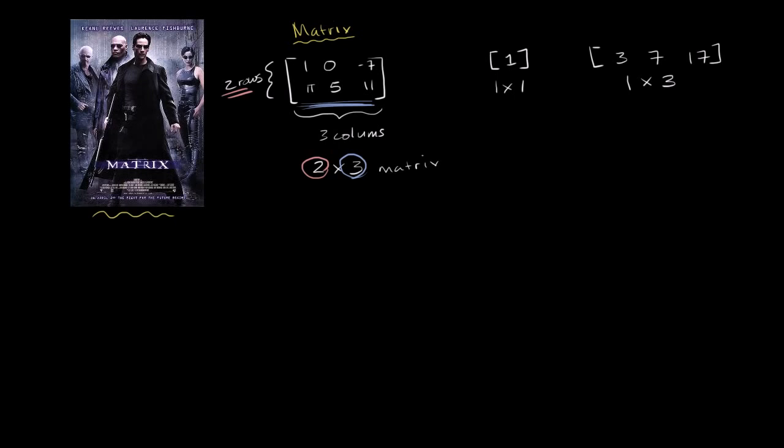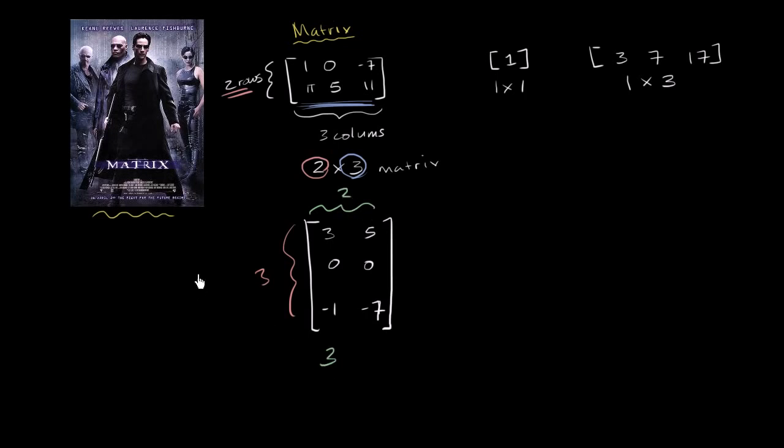I could have a matrix, and I think you see where all of this is going. Figuring out the dimensions of a matrix is not too difficult. I could have a matrix that looks like this, where it's 3, 5, 0, 0, -1, -7. This right over here has 3 rows, so it's 3 rows, and it has two columns. So we would call this a 3 by 2 matrix. 3 rows and 2 columns.